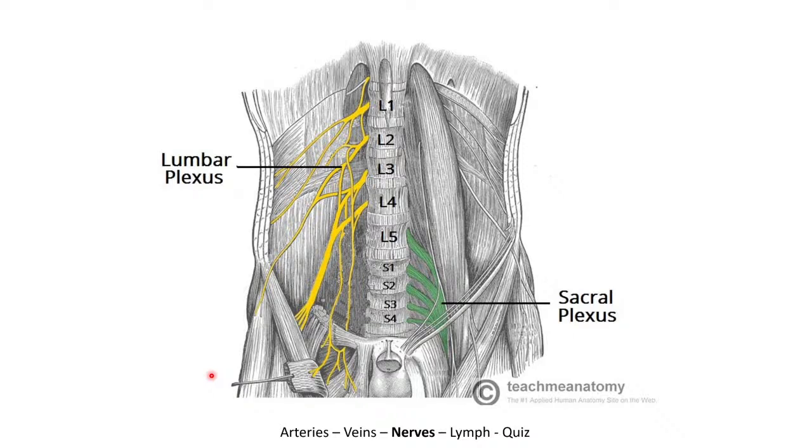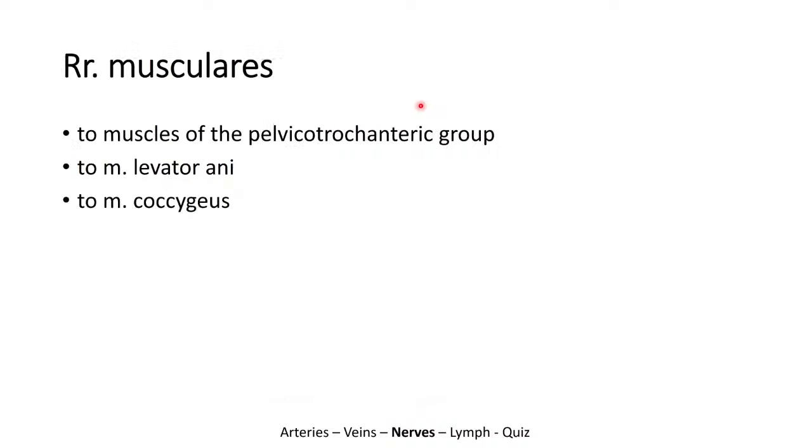So let's move on. We also have some rami musculares directly leaving from the plexus that will supply the muscles of the pelvico-trochanteric group. Again, you did it just this week, so it should still be fresh in your mind what muscles belong here. This is the group that originates from the pelvis and attaches to the trochanter, so that's why it's called the pelvico-trochanteric group. It includes the gemellus muscles, obturator muscles, and so on. And it will also innervate musculus levator ani and musculus coccygeus.